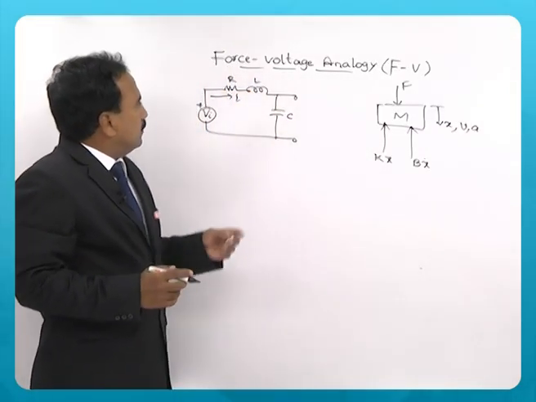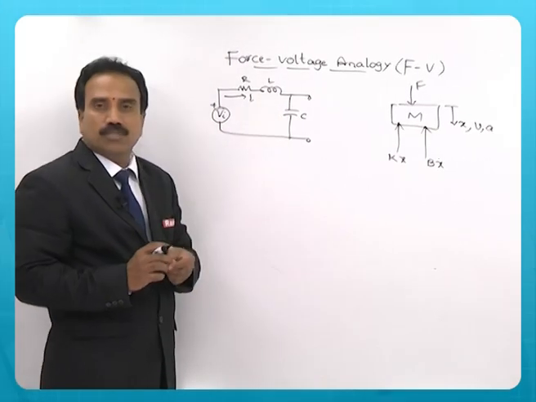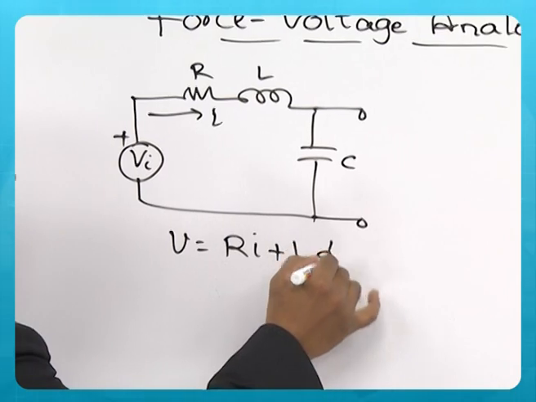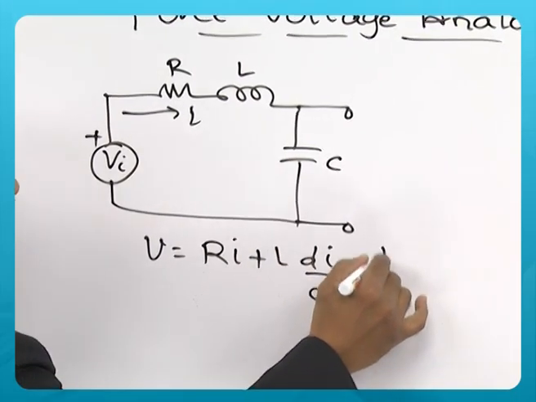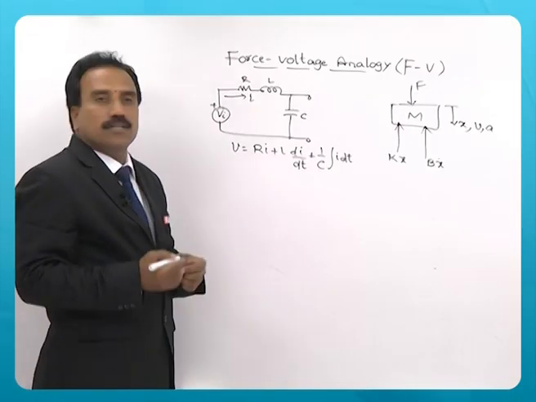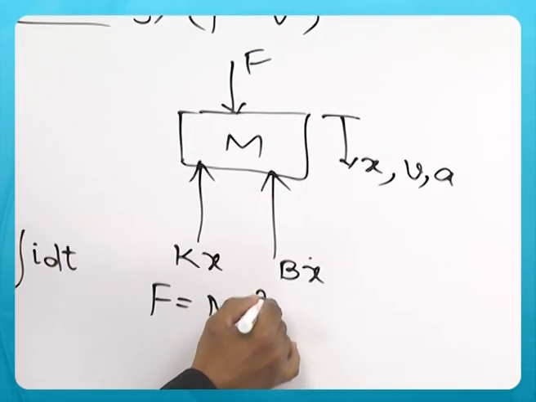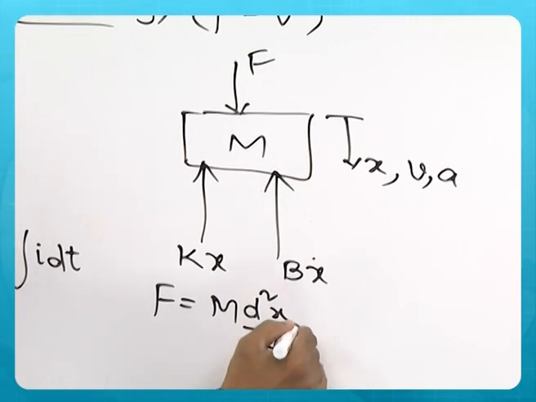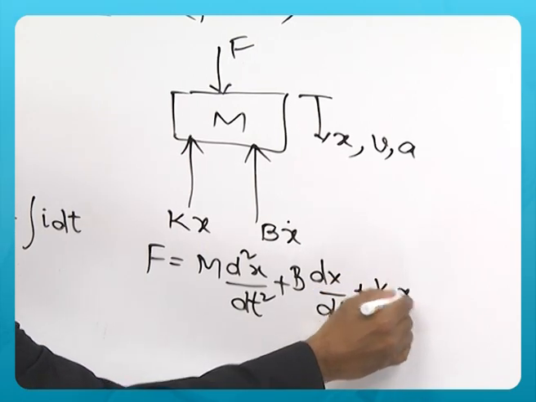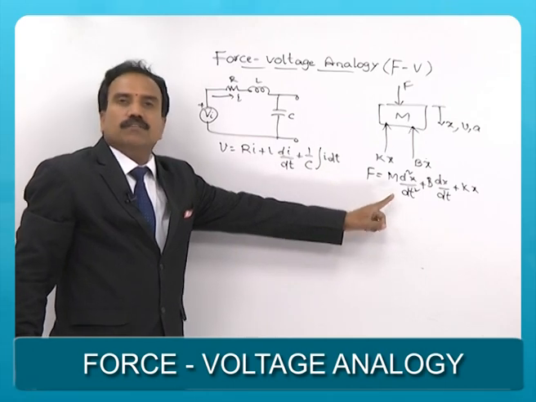As you know, we can have the voltage equation according to Kirchhoff's voltage law: V is equal to R I plus L di by dt plus 1 by C integral I dt. And here, according to Newton's second law of motion, F is equal to m d square x by dt square plus b dx by dt plus kx. Now, as you can see, it is a second order differential equation.